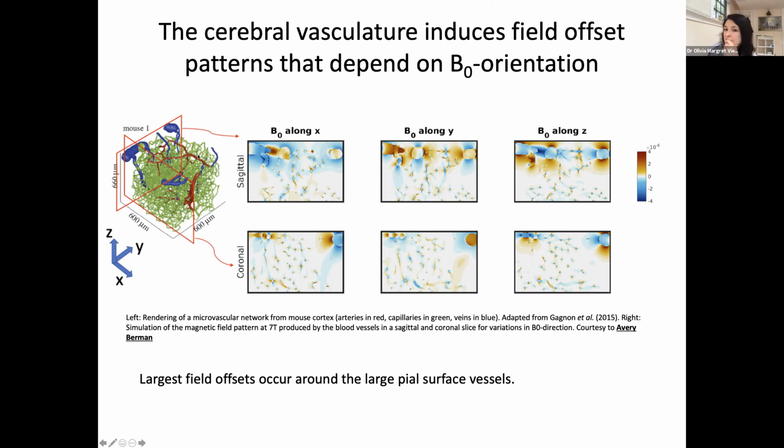He did those simulations with this particular VAN, and he took that voxel and rotated it with respect to the main magnetic field axis. And you can see how for different rotations, these field offsets are really changing. And one thing that I would also like you to remember from this slide is that it's really these big fat pial surface vessels that have a really big extravascular field offset that goes way beyond them. So if you have a voxel that samples from this area, although it might not be touching those big surface vessels, it will still be influenced by the extravascular field offset.